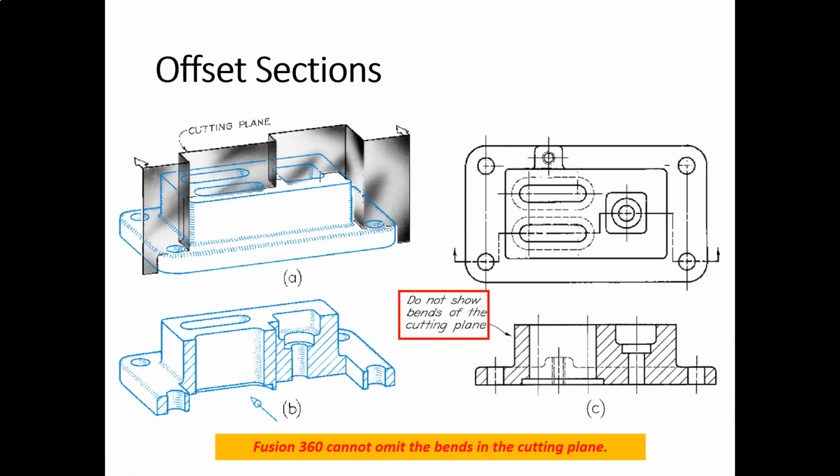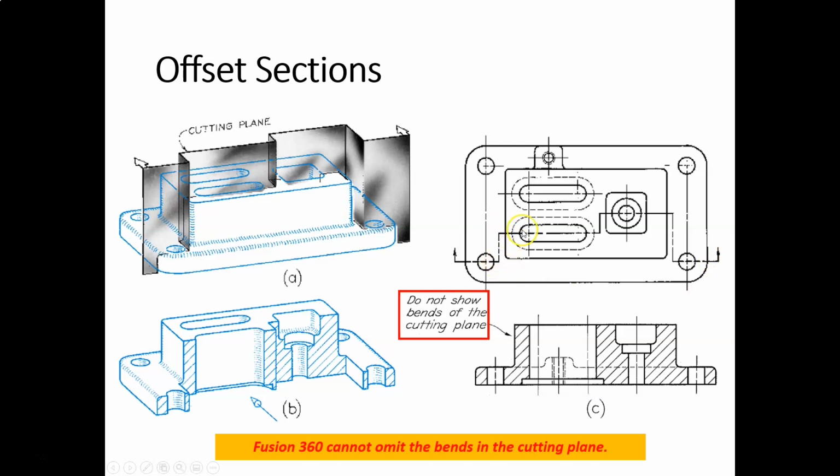Offset sections. All right, so offset sections, and it's probably easier to look on the right-hand side over here in the top view. An offset section is used when we have features that we want to cut through, but they don't all lie in the same line. Right? So here we want to cut through the hole here, this slot, this hole and then this hole. So we can't have one cutting plane line that goes through all that stuff unless we cut, turn, cut, turn, cut, turn, cut. Okay?